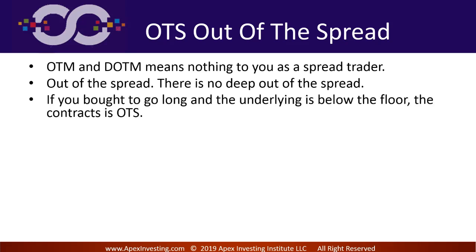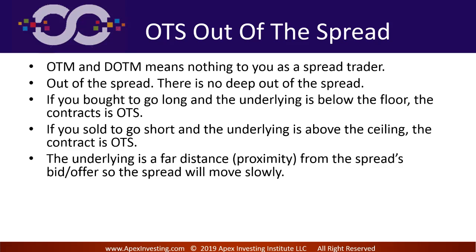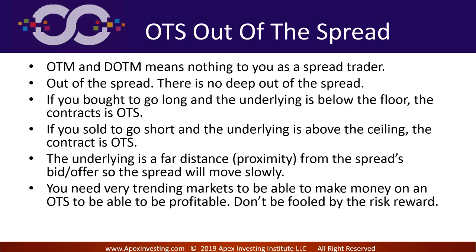All right? So if you bought to go long and the underlying is below the floor, the contract is OTS, out of the spread. If you sold to go short and the underlying is above the ceiling, the contract is out of the spread. So the underlying is a far distance away from the spread's bid offer. So the spread will move slower, and you'll need a pretty decent trending market to make any money on an out of the spread contract.